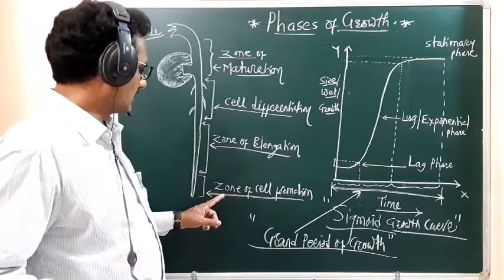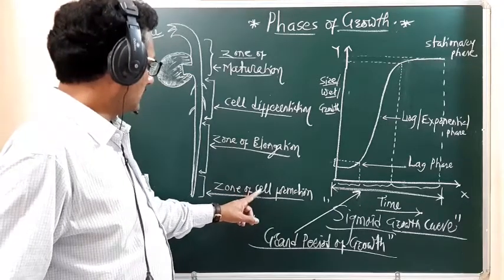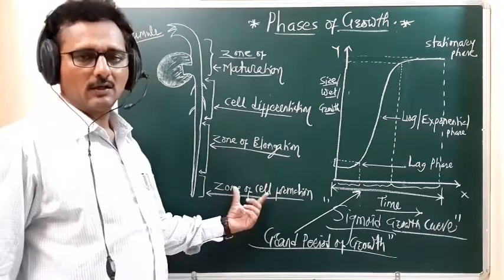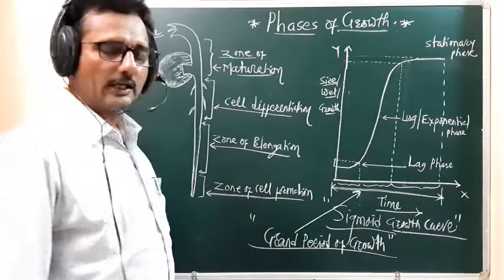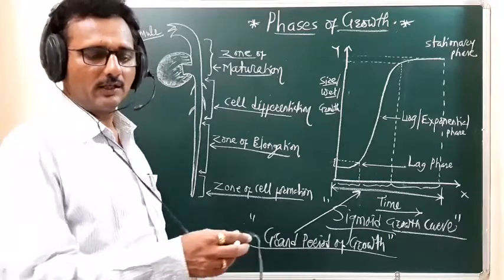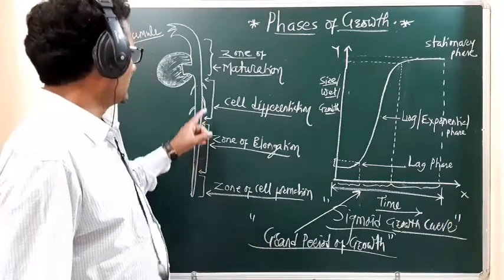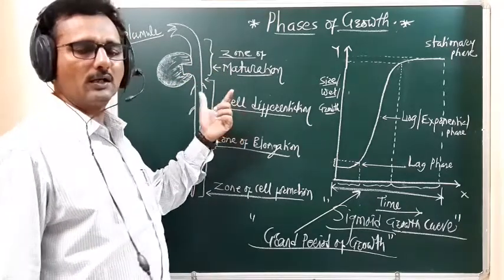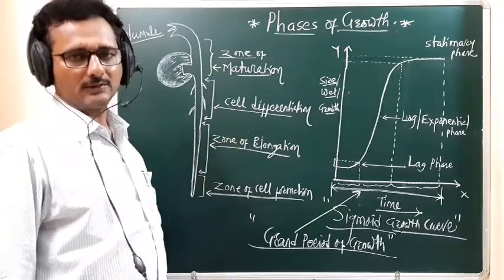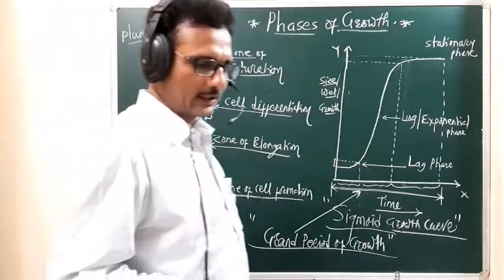That means this is the zone of cell formation, or the meristematic region. The second one is the zone of elongation. This is another phase, and the third phase is the zone of maturation. It shows cell differentiation and maturation. So on this there is a question.